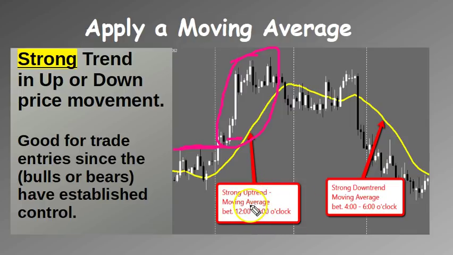So we want to see this moving average somewhere between 12 and 2, which tells us we're in a strong uptrend. Now, on a downtrend, we want to see the moving average right here. This is the moving average between the 4 and 6 o'clock position, which will determine that the trend is in a strong downtrend. So that is pretty simple, isn't it?